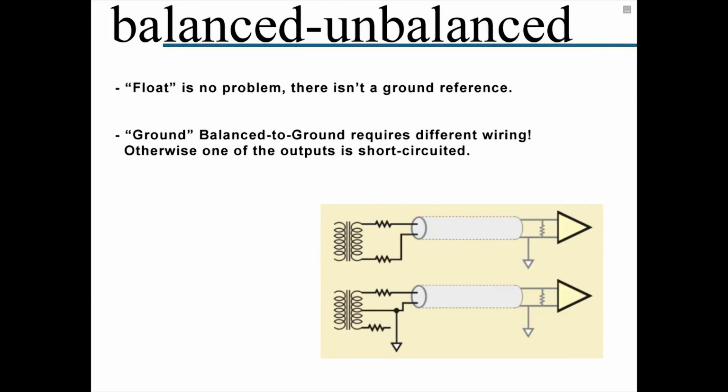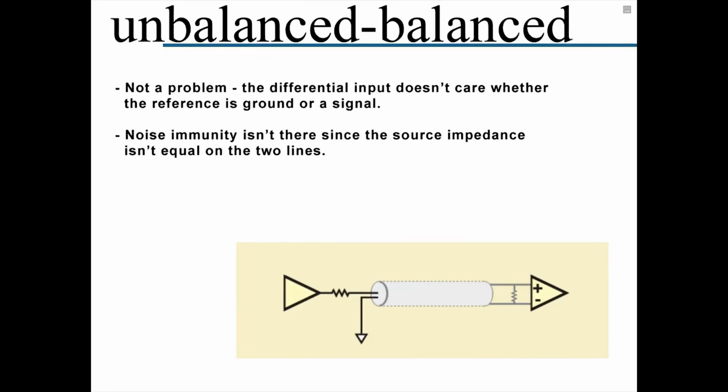Balanced-to-unbalanced connections are okay if they're floating. There isn't a ground reference. Grounded balanced-to-ground connections require different wiring. Otherwise, one of the outputs is short-circuited. The unbalanced-to-balanced connections are not a problem. The differential input doesn't care whether the reference is ground or a signal. The noise immunity isn't there since the source impedance isn't equal on the two lines.